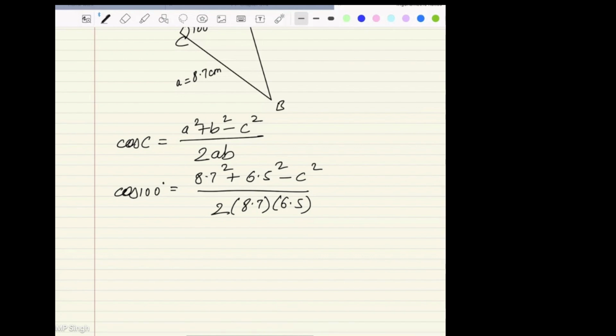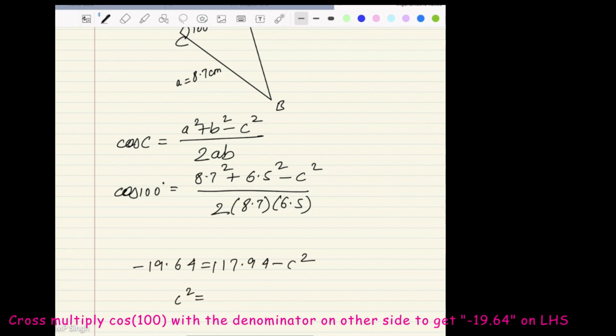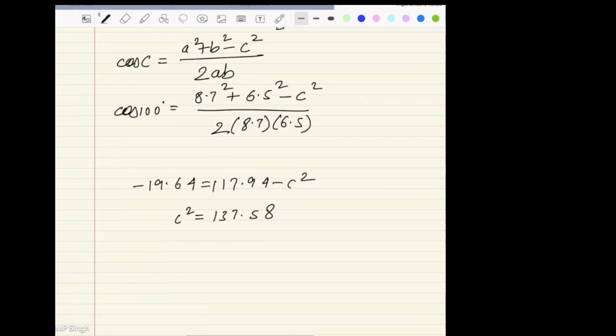So what did you get your C square as? Can you tell me the value of C square? 137.58. Correct, that's right. Yes, you got it right. So cos 100 is a minus value. When you multiply this, we are going to get minus 19.64 equals 117.94 minus C square, or C square will become 137.58.